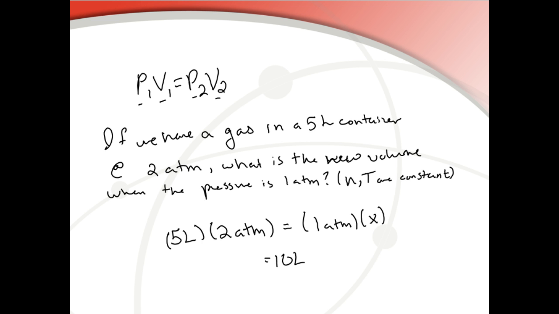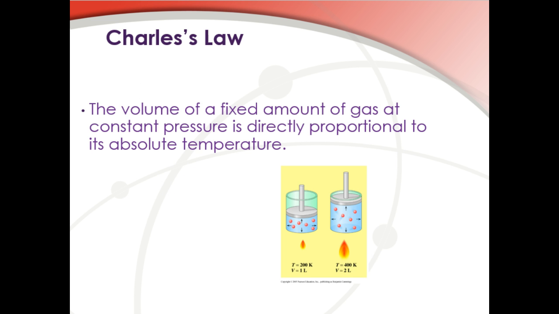The next in our gas laws is Charles's law. The volume of a fixed amount of gas at constant pressure is directly proportional to its absolute temperature. So what does that mean? That means that as temperature increases, volume also increases, or vice versa, as long as pressure and amount remain constant. Mathematically, this looks like V1 over T1 equals V2 over T2. The volume over the temperature initially is equal to the volume over the temperature after some change.